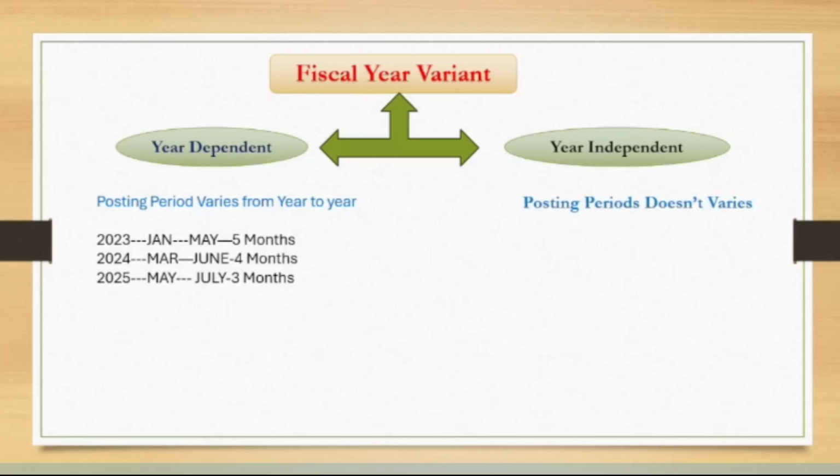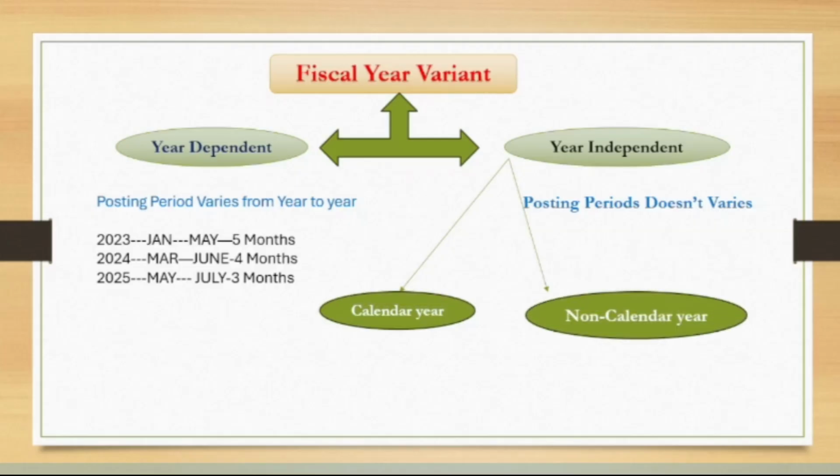And the next one is something called year independent. Year independent fiscal year is nothing but the posting period doesn't vary, unlike your year dependent. Year independent again has two types. One is your calendar year and the other one is your non-calendar year. So calendar year, most of the companies in US or Europe or Middle East, they are using the calendar year, that is Jan to December.